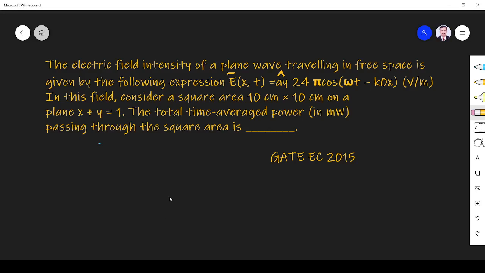Hi friends, in this video let us solve an electromagnetics question asked in the KDEC 2015 paper. The question is: the electric field intensity of a plane wave traveling in free space is given by E = a_y 24π cos(ωt − k₀x) volt per meter.